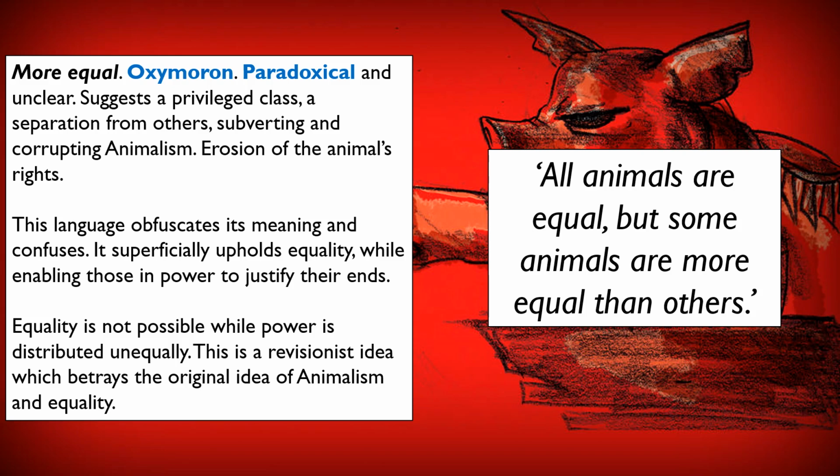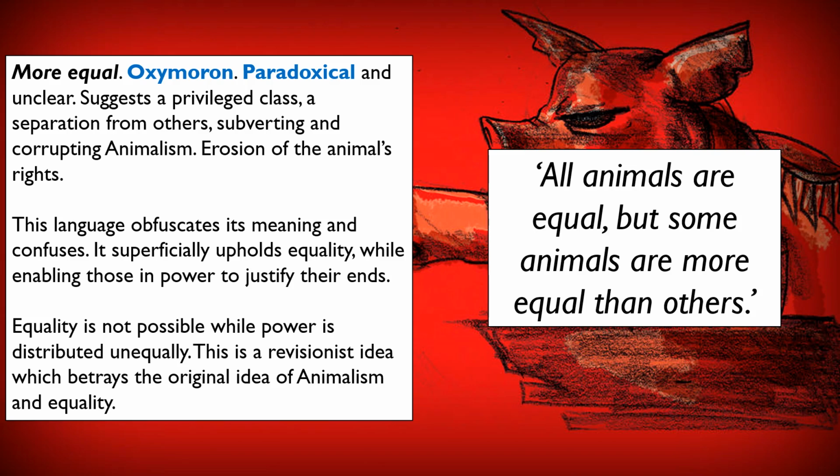It yet again talks about this idea of a privileged class, a small group of people or animals who are separate from the others, which corrupts and kind of subverts animalism, and the others, the bigger group, whose rights have been eroded. Now, this language obfuscates, which means it hides and conceals its meaning, which confuses the reader. It doesn't make a lot of sense. And it superficially, on the surface level, upholds equality, but it also enables those who are in power to justify their power and justify their ends, their designs.